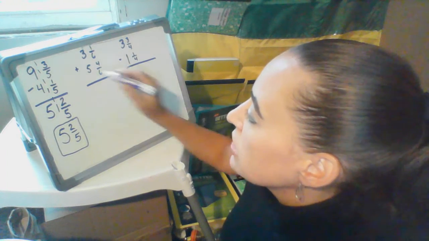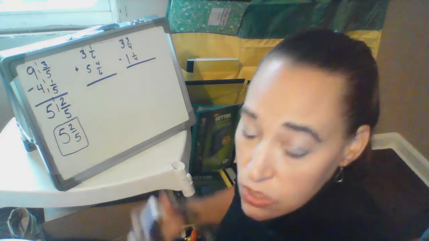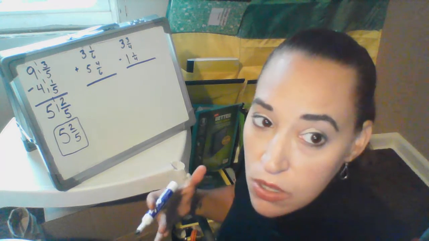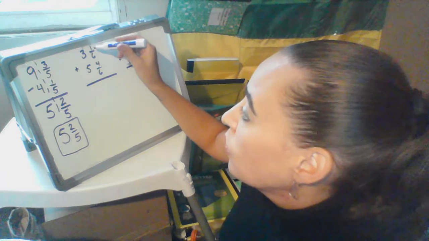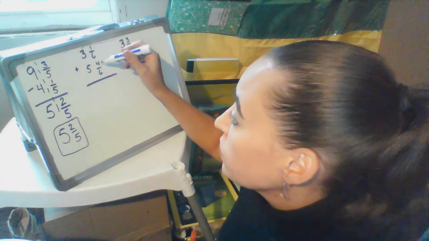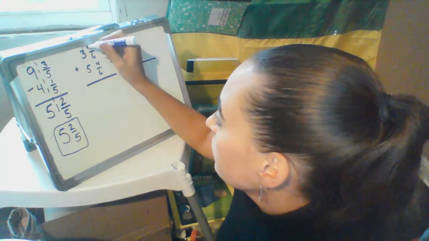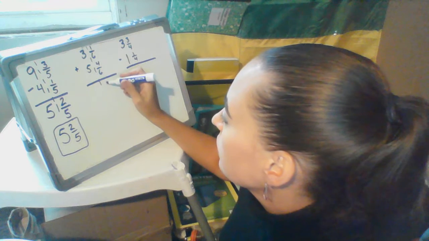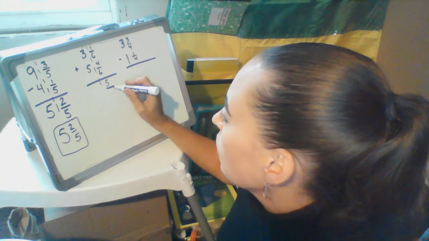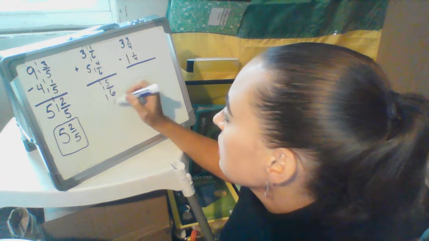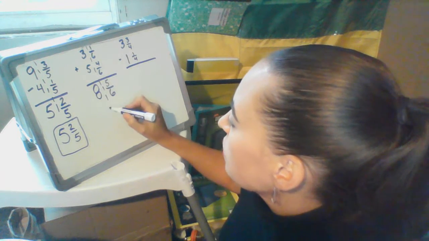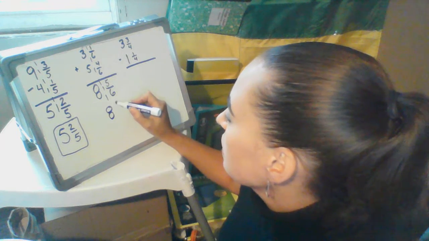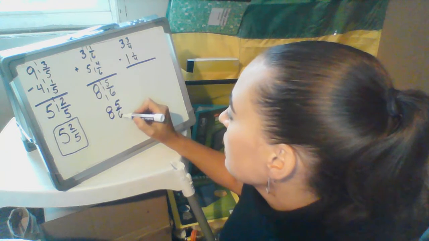This one says addition. Just make sure, again, your first step is look. We're adding, we're not subtracting. So for this one, you need to add. 1 plus 4 is 5 over 6. 3 plus 5 is 8. So your final answer is 8 and 5 sixths.